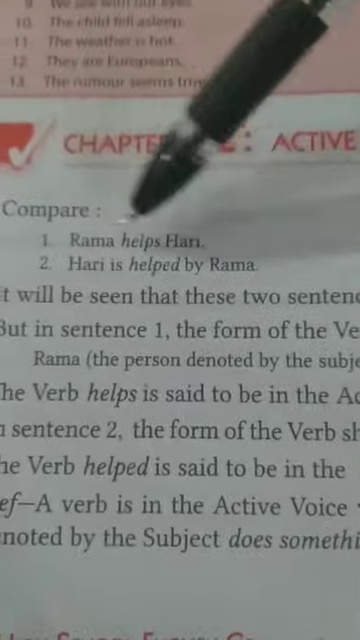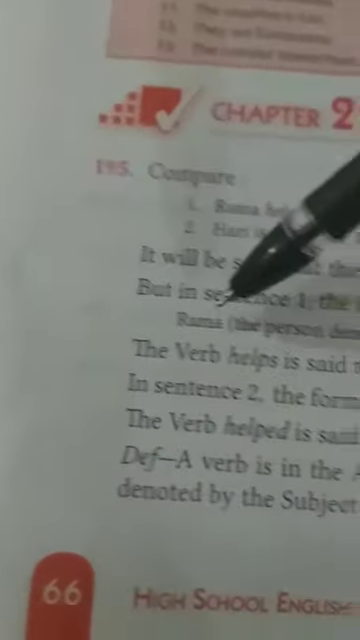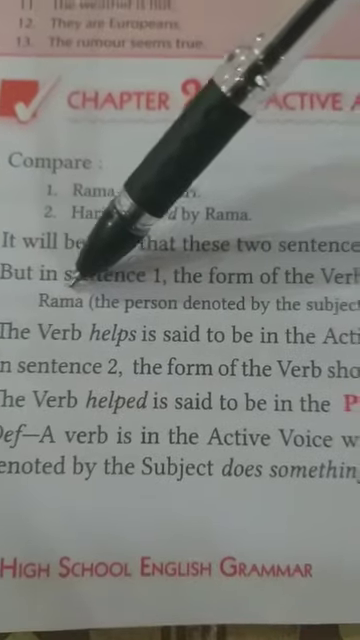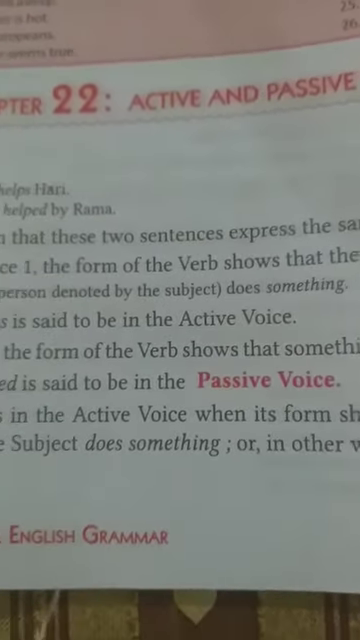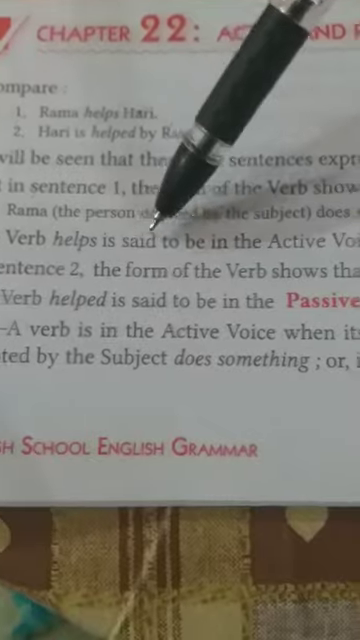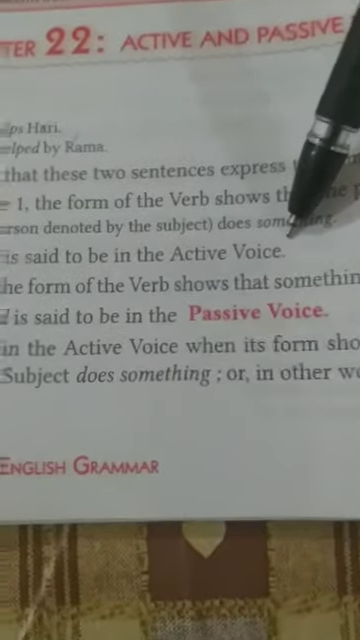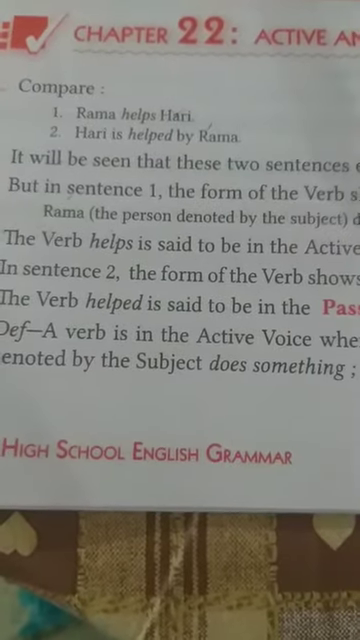What does the subject do? The subject Ram helps Hari. Okay, and then the next sentence, Ram, the person denoted by the subject, does something. Okay, what does it do? It helps Hari. The verb helps is said to be in the active voice.